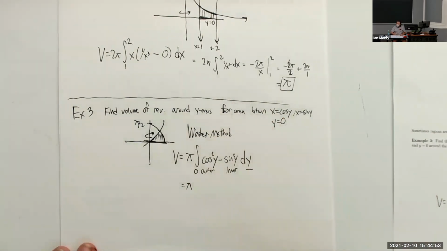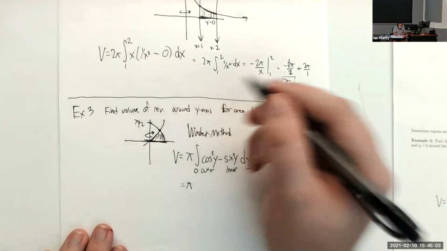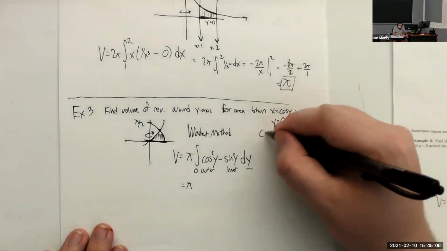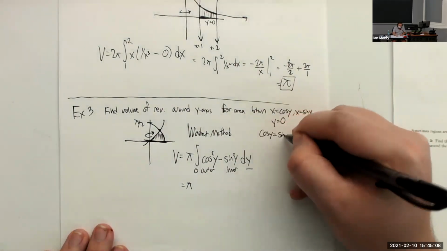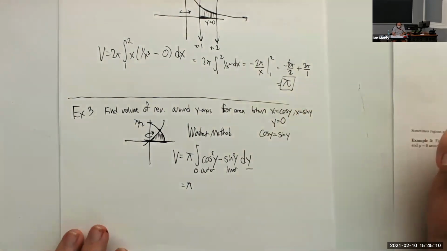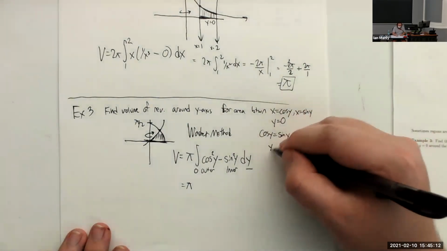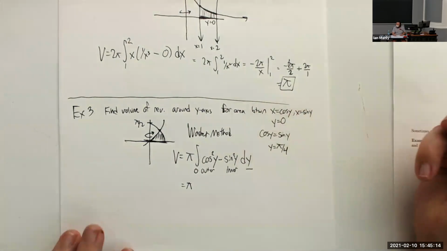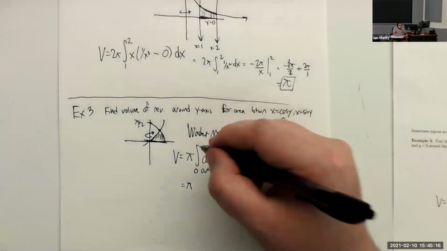What y value do cosine and sine of y intersect at? It's pi over 4, right? So we want to see where these curves intersect each other so we can set those equal to each other. And what input gives both the same value for cosine and sine? That's pi over 4. So that's going to be our upper bound for this.